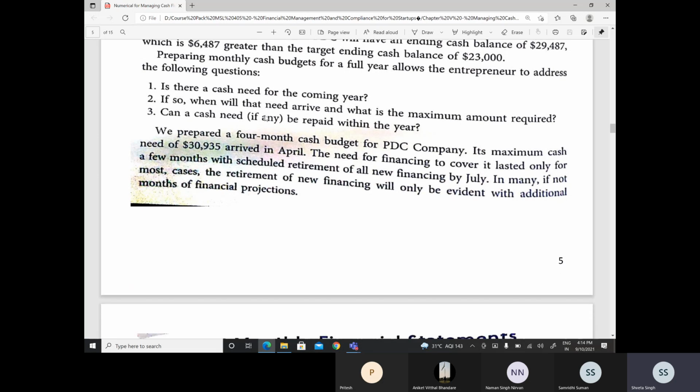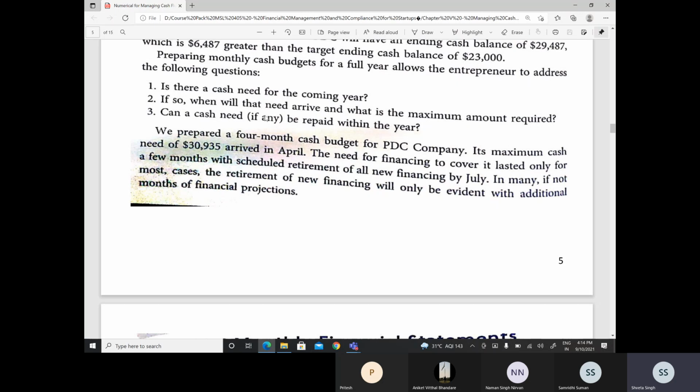Preparing monthly cash budgets for a full year allows the entrepreneur to address the following questions. First, is there a cash need for the coming year? Second, if so, when will that need arrive and what is the maximum amount required? And third, can a cash need, if any, be repaid within the year? So these are very crucial questions for a startup, especially in the survival phase or even in the beginning of the rapid growth phase. And the cash budget helps you get these answers.